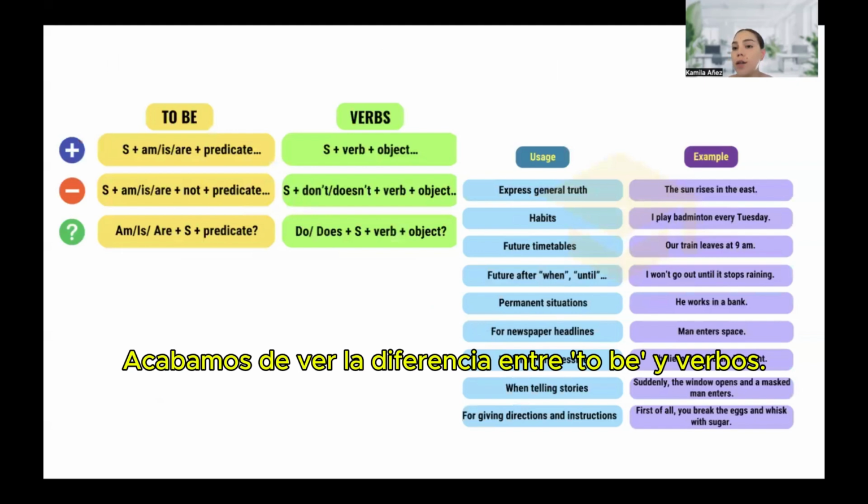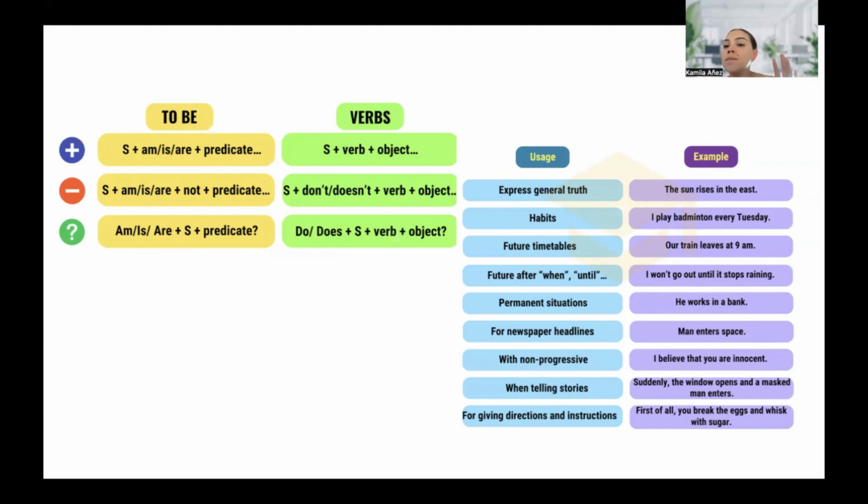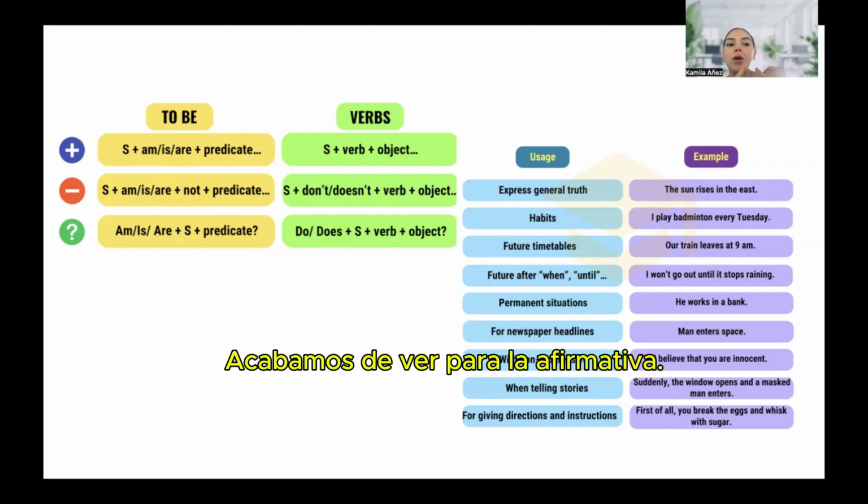Okay? Well, we just saw the difference between to be and verbs. We just saw it for affirmative, negative, and question form. We are going to see some examples and what do we use it for?